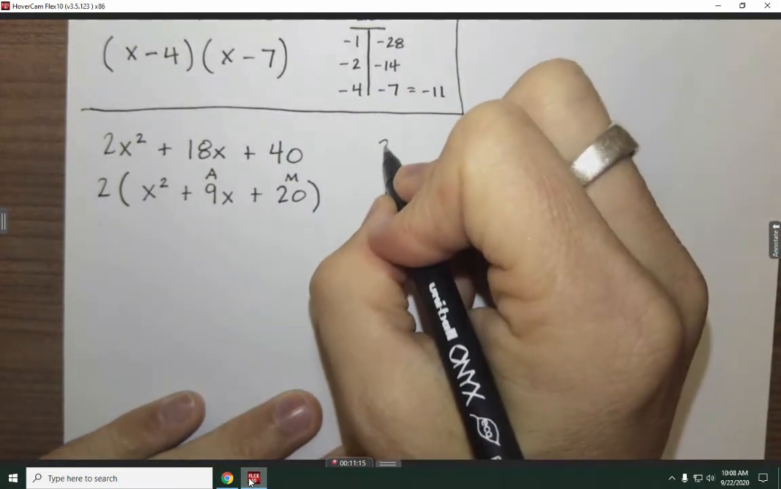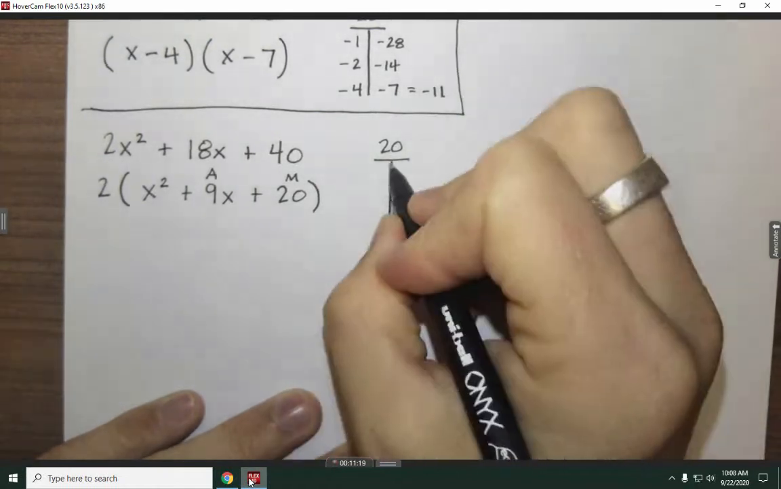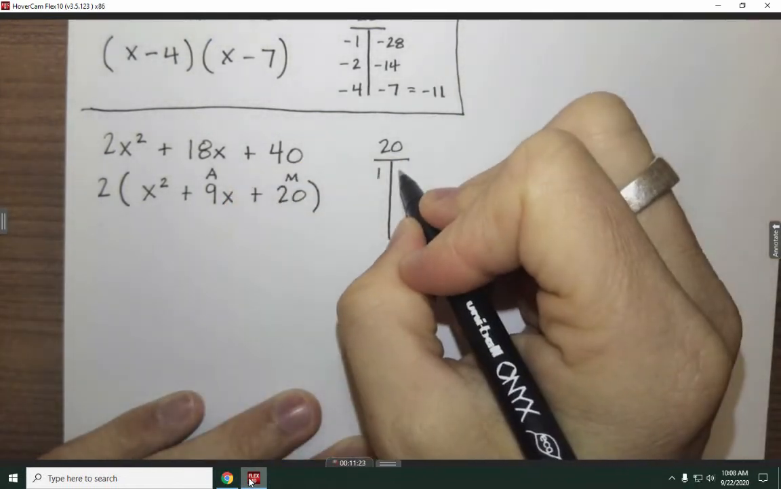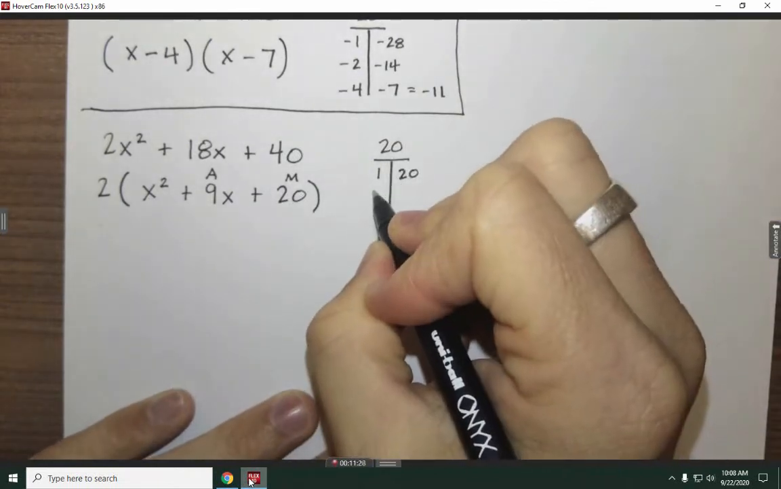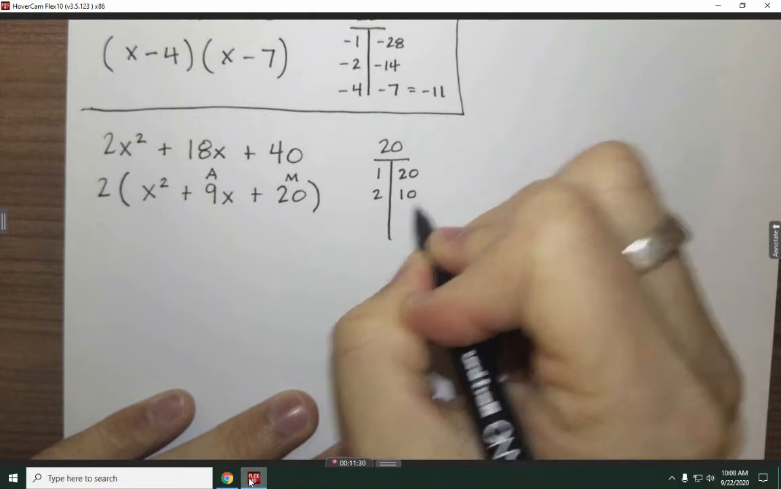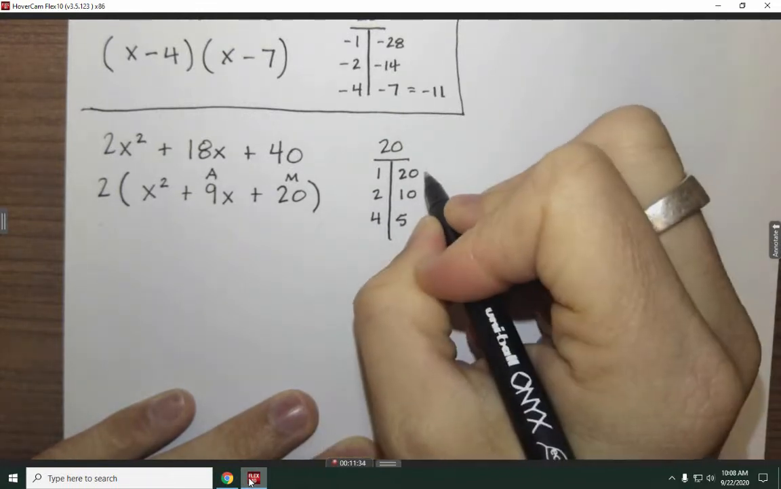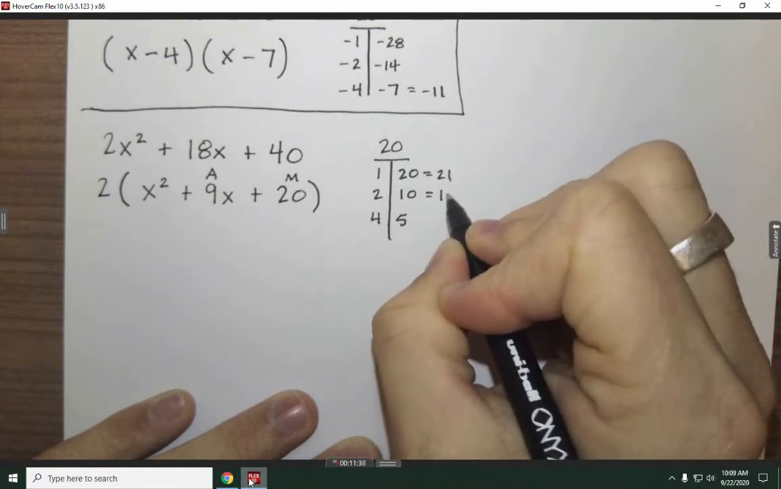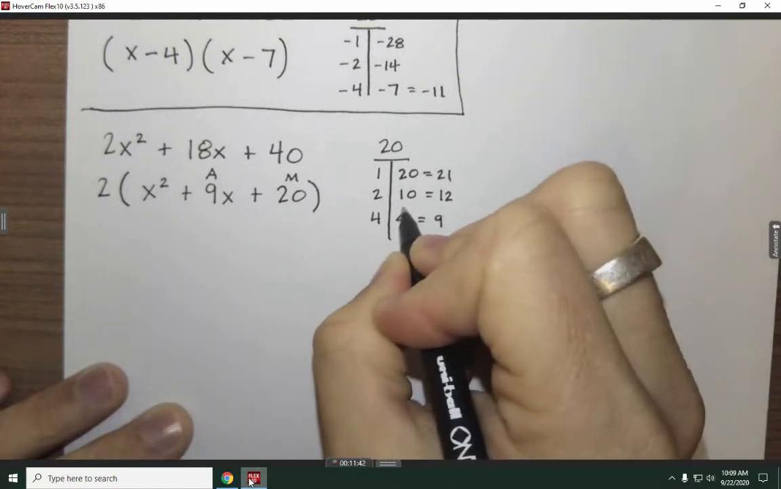Now, we're going to list off what gives us 20. Factors give us 20. We know that, and this is all positive, so I'm just concerned about positive at this point. We got 1 and 20. We got 2 and 10. And our last set is 4 and 5. Now if we add these up, this gives us 21. If we add these two up, we get 12. If we add these two up, we get 9, which is exactly what we're looking for.